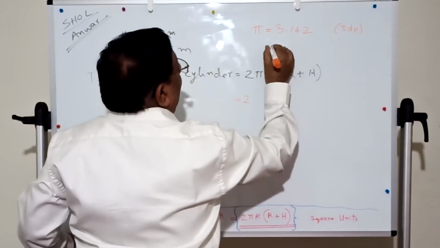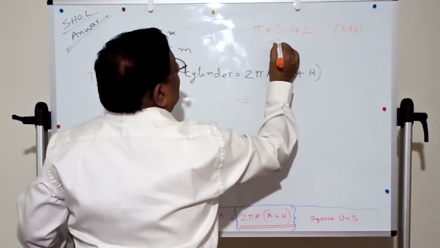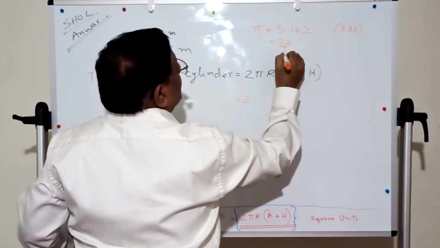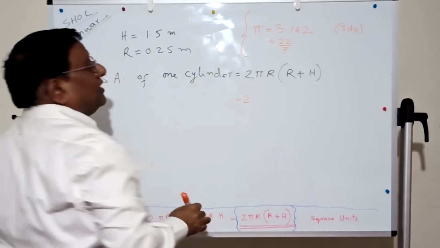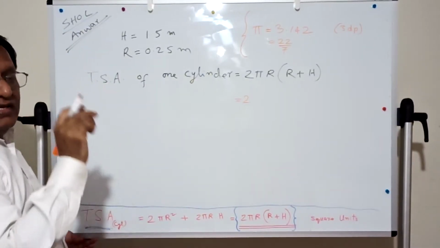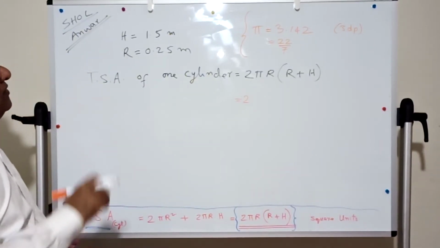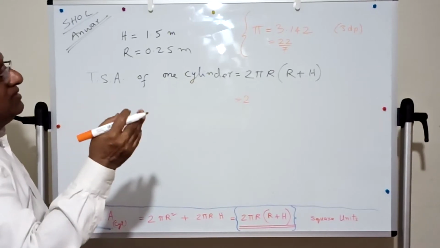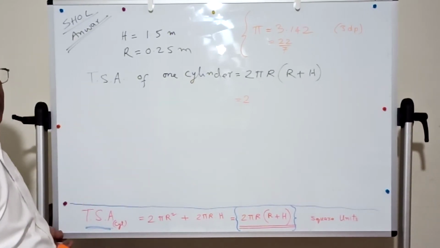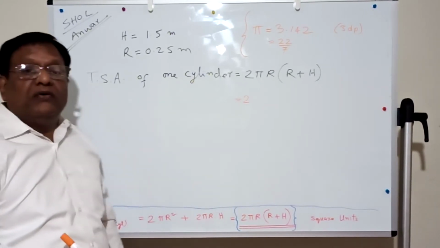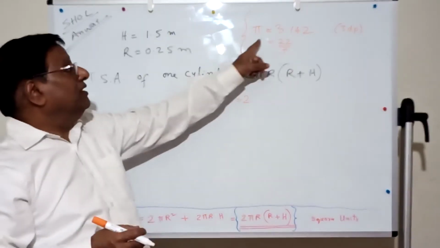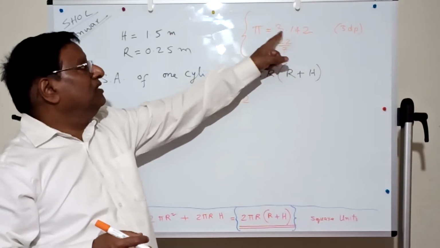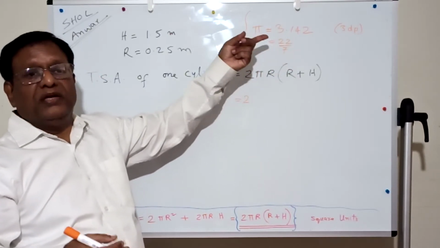Or you can also have it in fraction form, 22/7, or you can use it accurately with the calculator's pi function. Sometimes they say they want an accurate answer, and then you don't convert pi into a decimal number, just keep pi as pi. 2 pi means 2 pi only.